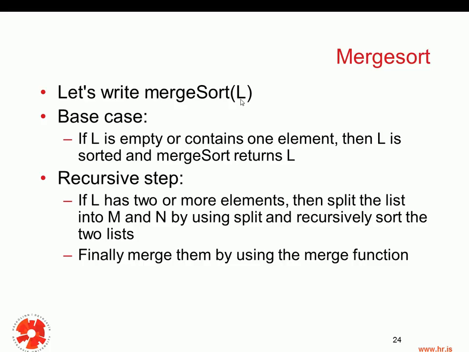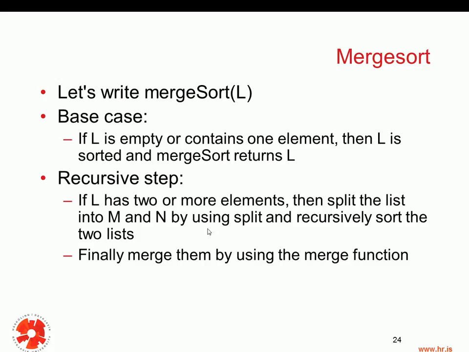If it's empty, it's sorted. If it contains a single element, it's sorted as well. If not, then we have to do the recursive step. So if L has two or more elements, then what we do, we split the single list into two lists, M and N. And what do we use for that? We use the split function that we have already written, and then recursively sort the two lists. And finally, we merge them by using the merge function.